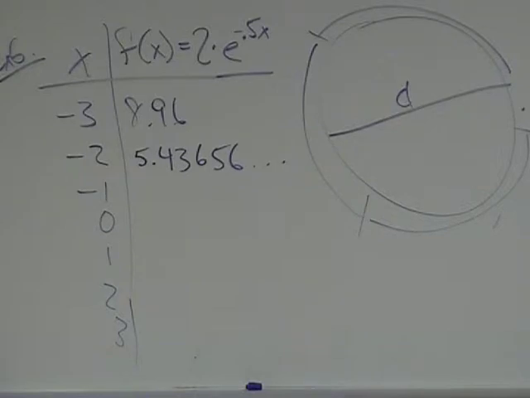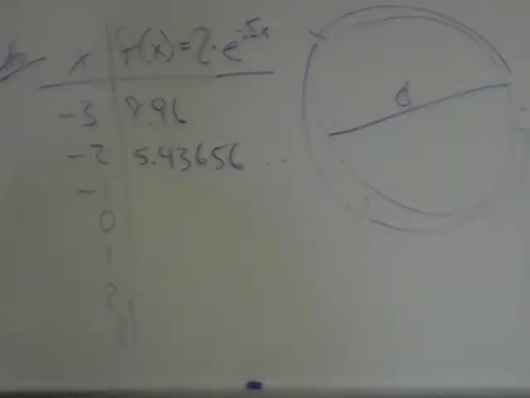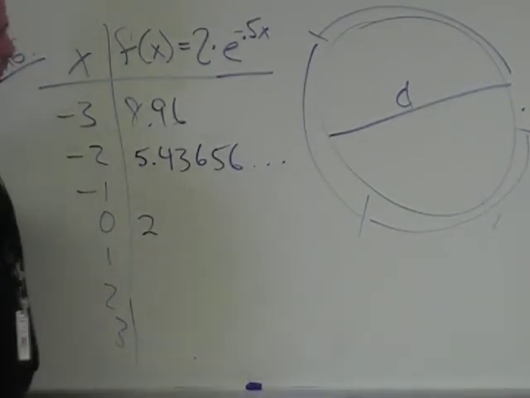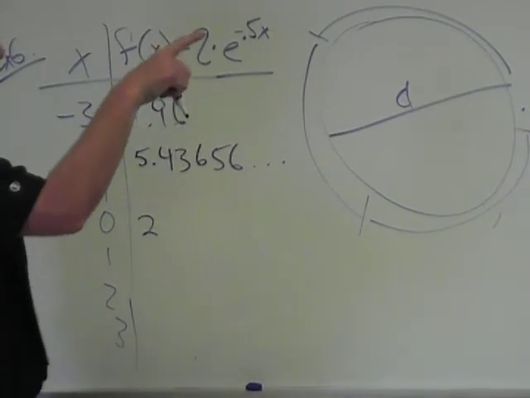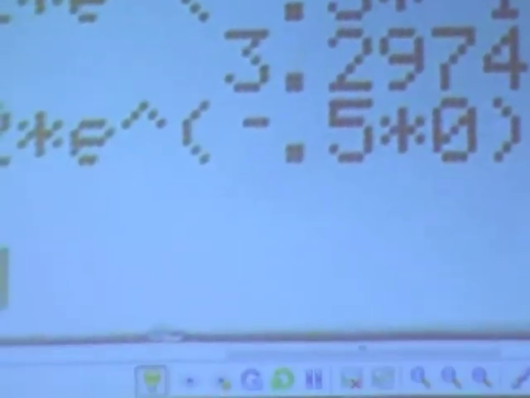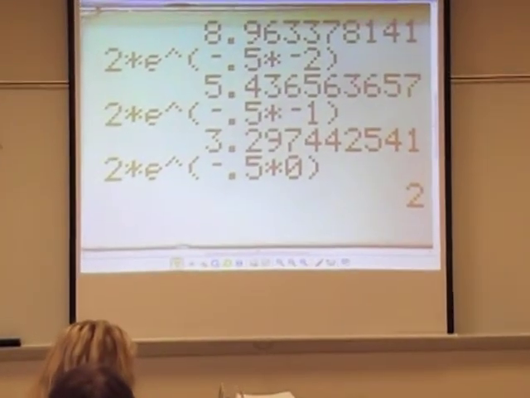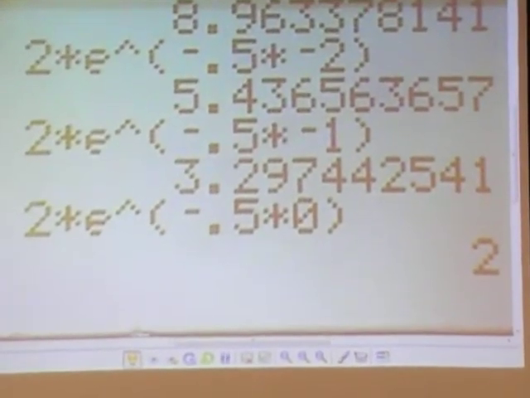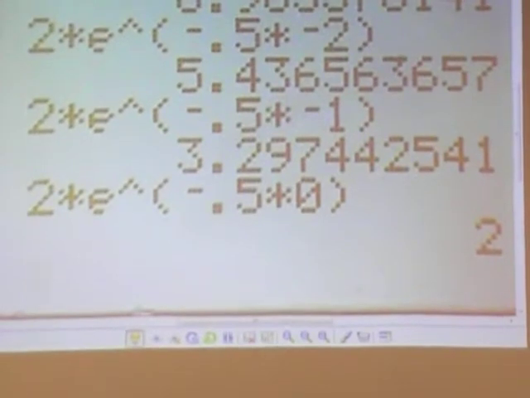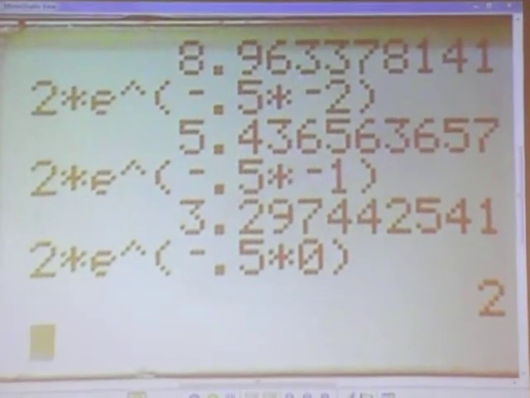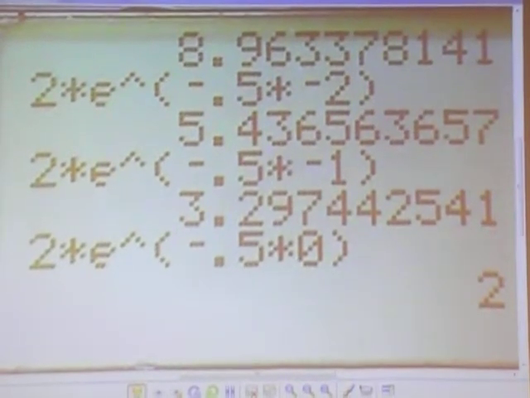Why is it when x is 0 we get 2? Why is it? Negative 0.5 times 0 is 0. What's e to the 0 power? 1. What's 1 times 2? Okay, so there are values you can plug in to make sure you get something out of, okay? Alright, those are all the other ones. Let's keep going. Make sure you get the same thing.